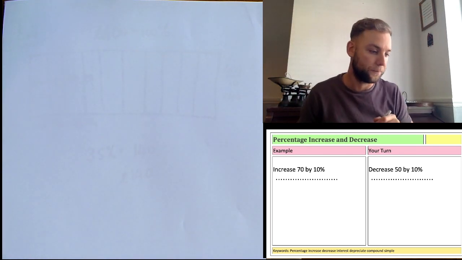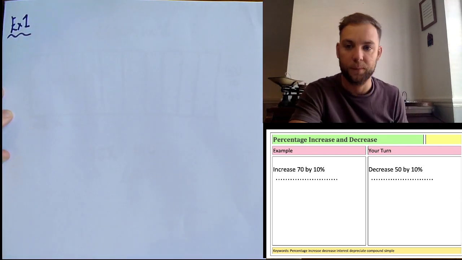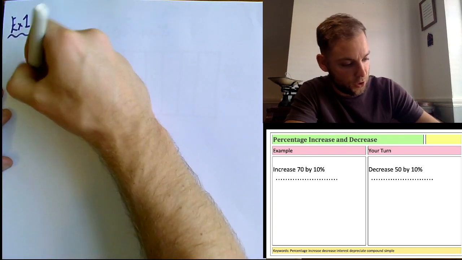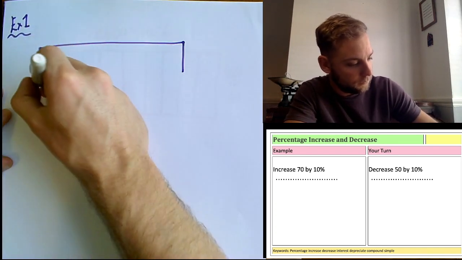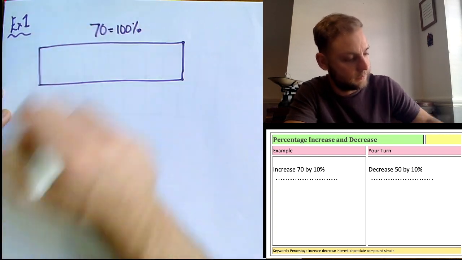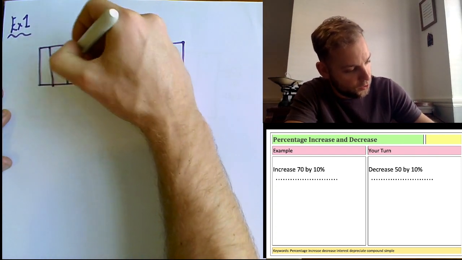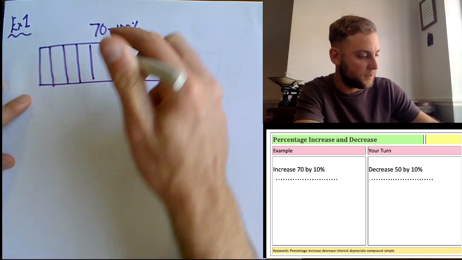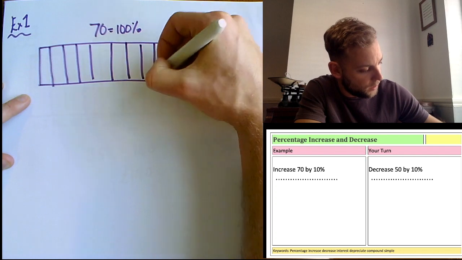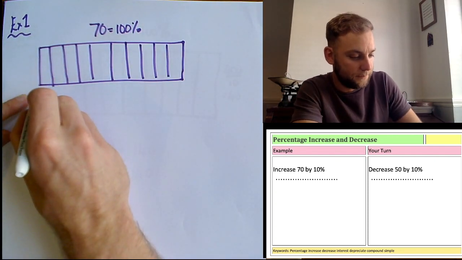All right. So let's have a look at example 1 here first of all. So increase 70 by 10%. So the first thing I'm going to do is draw my bar out. We know that this is 70, which is equal to 100%. We're going to split it up into 10% parts by splitting it up into 10. So 1, 2, 3, 4, 5, so that's 50%. And then 1, 2, 3, 4, 5, another 50%. So each of these are worth 10%.